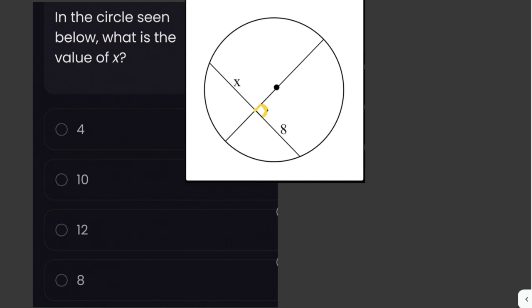So this means that the first chord has been divided into two equal halves, so meaning the value of x here is also equivalent to 8. So the answer here is 8.